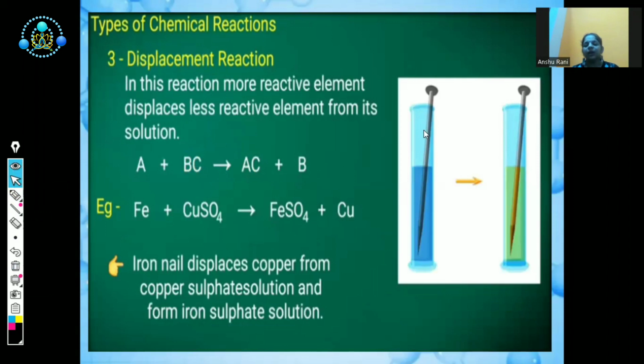We are keeping an iron nail in copper sulfate solution for some time. Copper sulfate solution is blue in color. When the iron nail is dipped in it, iron displaces copper from its salt solution. The blue color will start fading, and ultimately it will turn light green. This is an example of displacement reaction.